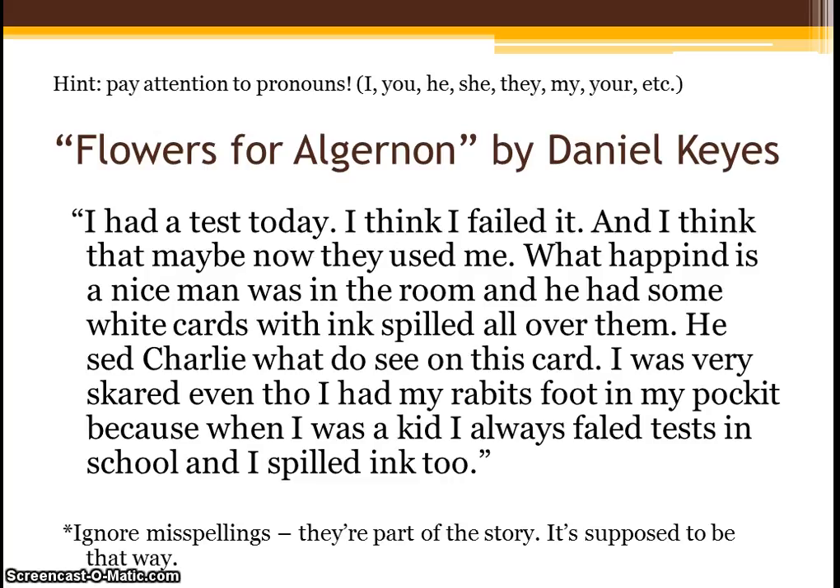One more quick thing. Do note my hint that's at the top of all of these practice slides. Pay attention to those pronouns. That's the easiest way to tell what type of point of view something is.